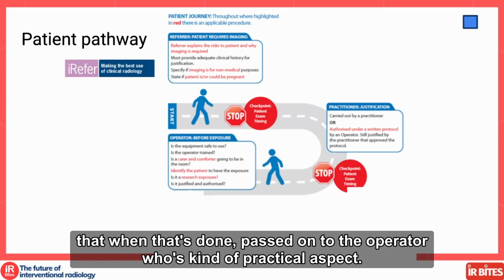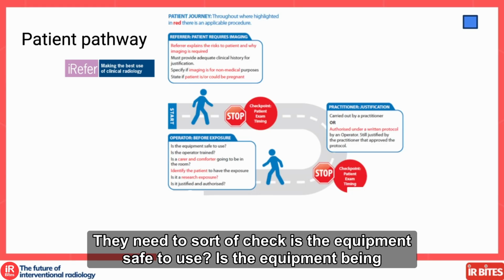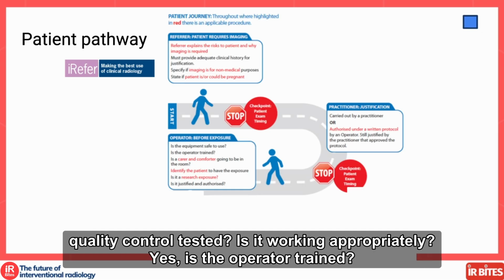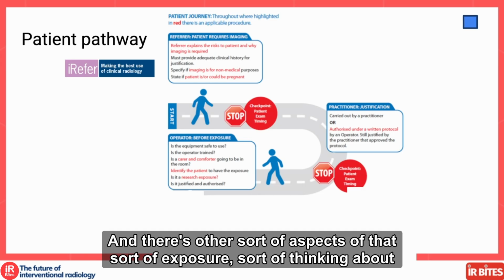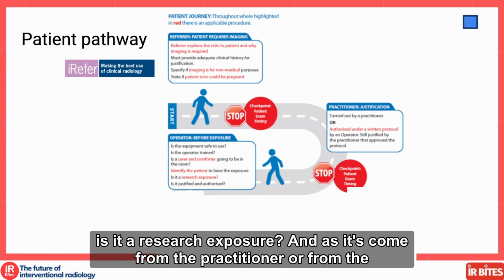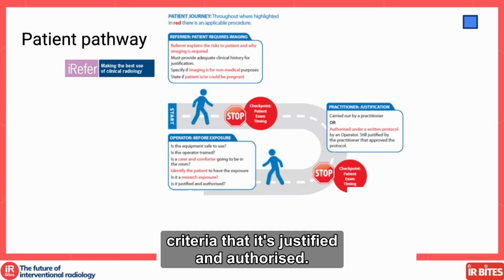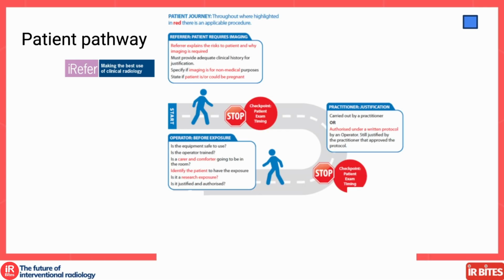And then when that's done, it's passed on to the operator, who's carrying out the practical aspect. They need to check: is the equipment safe to use? Has the equipment been quality control tested? Is it working appropriately? Is the operator trained? And there are other aspects of that exposure, like thinking about whether it is a research exposure. And as it's come from the practitioner or from the correct route, it is justified and authorised.